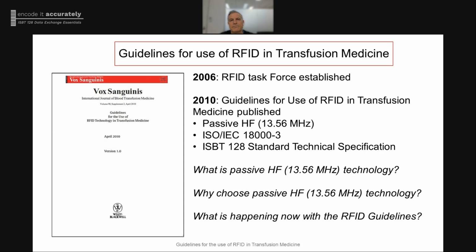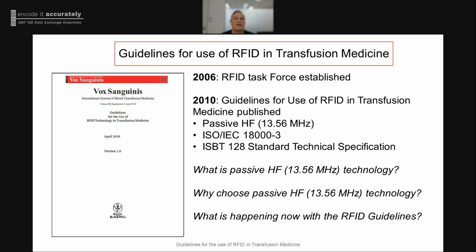In 2006, the ISBT Working Party on Information Technology established the RFID Task Force to review the current state of RFID and develop guidelines for the use of RFID in transfusion medicine. 4 years later, the guidelines for the use of RFID in transfusion medicine were published in Vox Sanguinis.